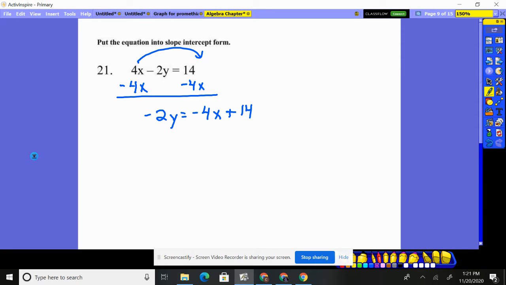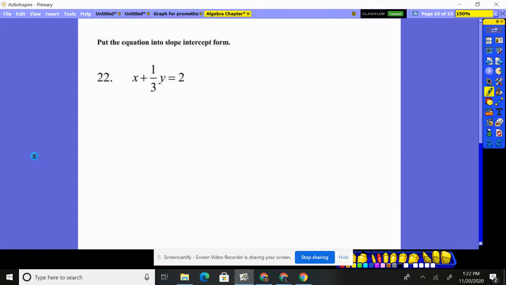At this step, we don't have y by itself. It's being multiplied by negative 2. So we need to divide by negative 2 to get rid of it. But if you did that to the left, you got to do it to the right. And you got to do it to each of the pieces on the right, because we have to divide that whole side by negative 2. So y equals negative divided by negative, positive 2x minus 7. There you go. Slope of 2, y-intercept of negative 7. Could graph that a lot easier than we could the 4x minus 2y equals 14.